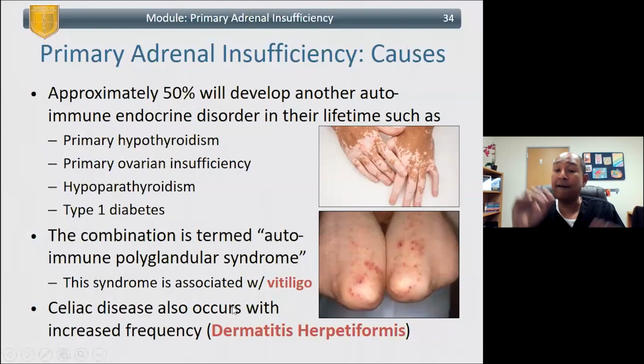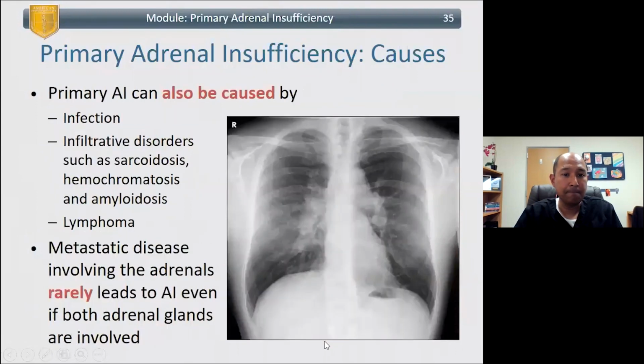And a nice little pearl for your boards is that this autoimmune polyglandular syndrome is associated with the skin lesion vitiligo. So please, that would be a great question for your board exams. And also remember, because it's associated with other autoimmune diseases, why not celiac disease, which is a great topic on boards in general. I know celiac disease is anti-gliadin antibodies, anti-endomysial antibodies, anti-transglutaminase antibodies. These are IgA antibodies, by the way. So it doesn't surprise me. And the classic skin lesion with celiac is dermatitis herpetiformis.